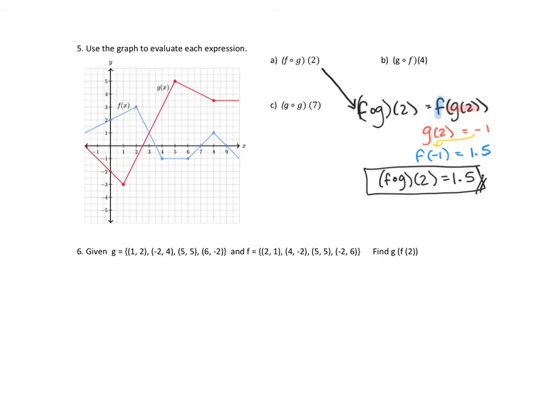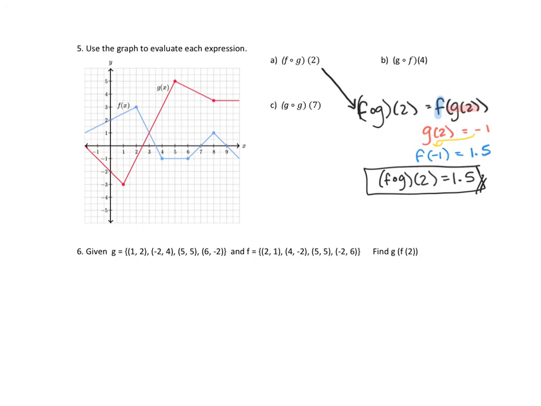I'll leave the other two pieces for the graph to go on your own, but what if we did this with ordered pairs? There's so many different ways you can do this. Well, using ordered pairs is kind of like using the tables. So given g of x is all of these points, which could be given in a table, and f of x is all of these points, which could be given in a table, find g of f of 2.